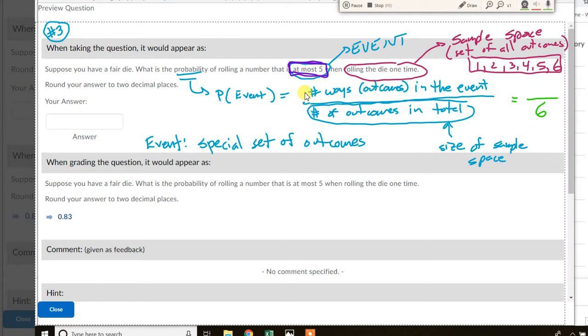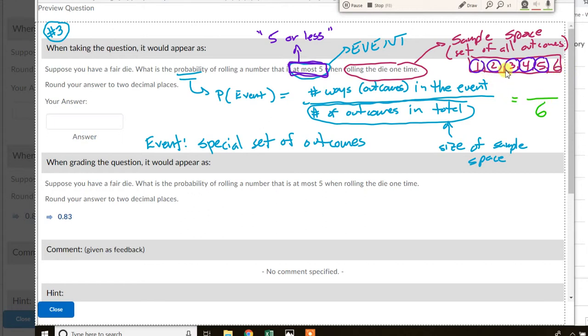At most 5 means 1, 2, 3, 4, or 5. So of these elements in the sample space, which of them are also in the event? Is a 1 at most 5? Yeah, at most 5 means 5 or smaller. So is a 1 5 or less? Yes, it is. How about a 2? Yes, a 3, a 4, even a 5 is 5 or less. Only the 6 is not.